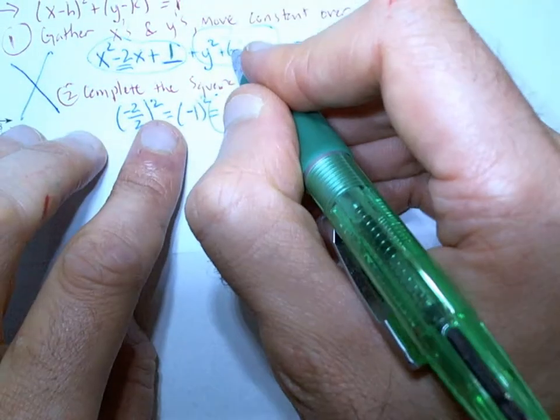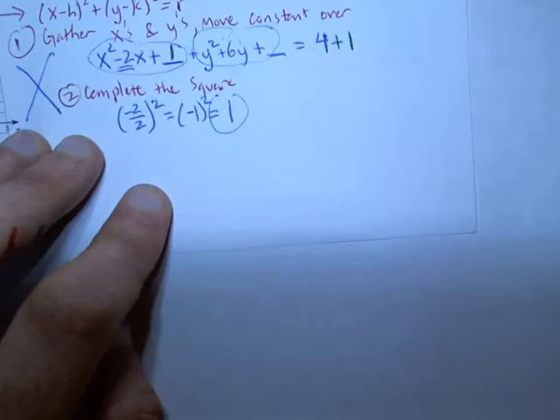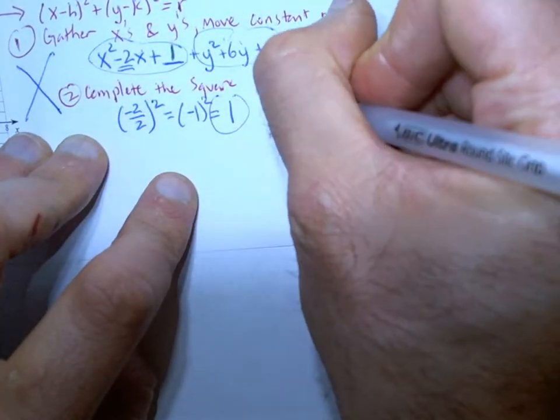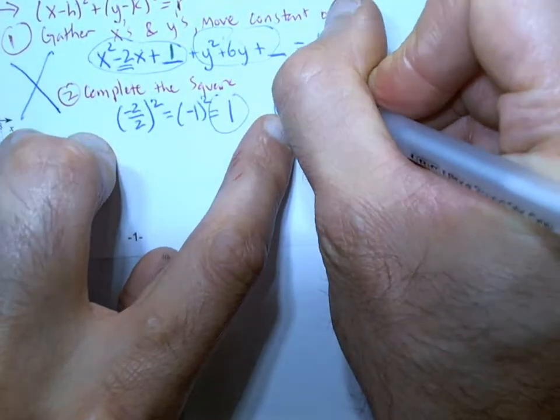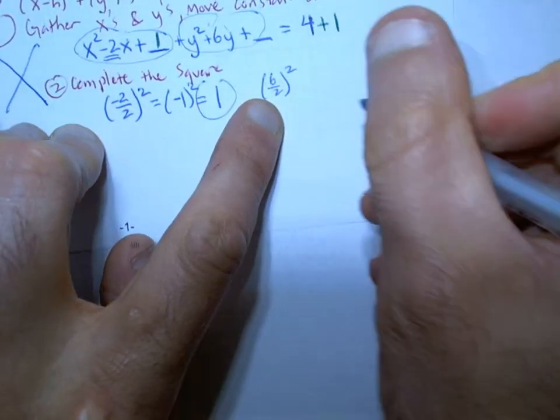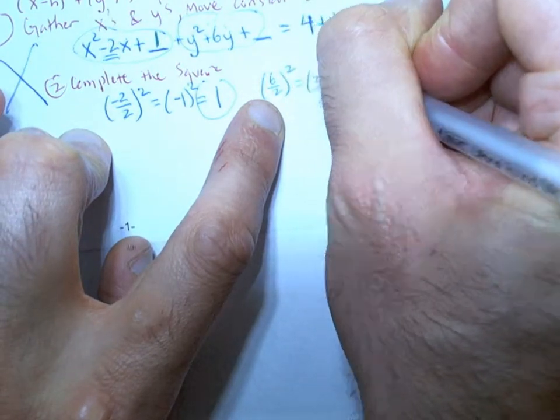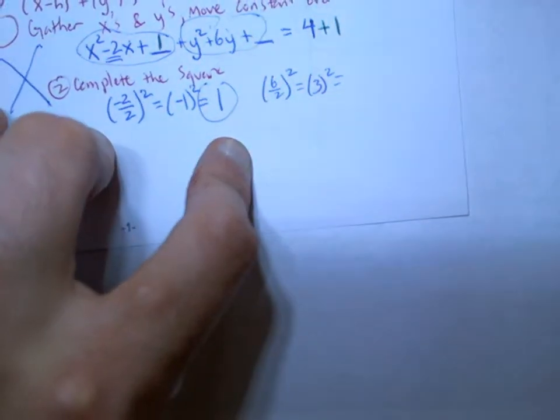Alright, let's do the same thing over here. We're going to half it and square it. Take this 6, we're going to half it, 6 over 2, and we're going to square it. 6 divided by 2 is 3. 3 squared. Ladies and gentlemen, what number goes in that little blank? 9.